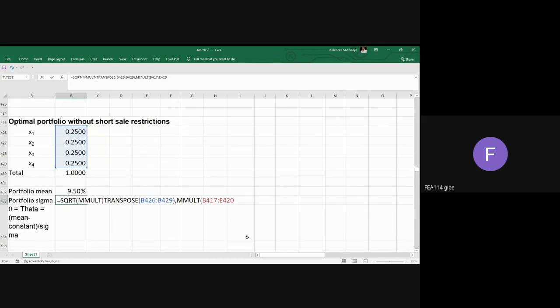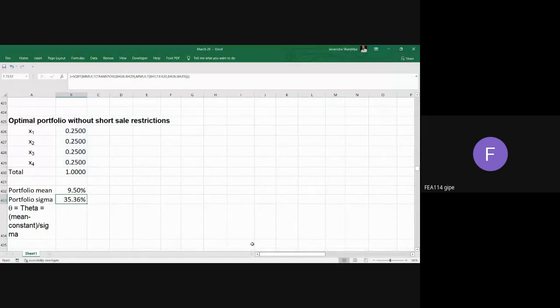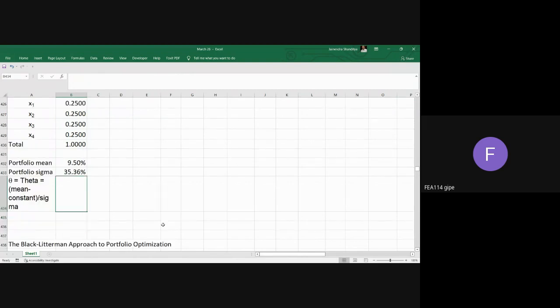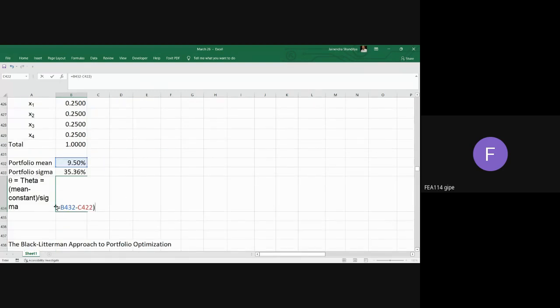So I take the matrix multiplication of the variance covariance and then the original x's. So I got portfolio sigma of 35.36%, and if I calculate the Sharpe ratio, then this 3%, which is over and above the risk-free rate, I divide by the standard deviation of the portfolio, which is this, and I get 0.18.